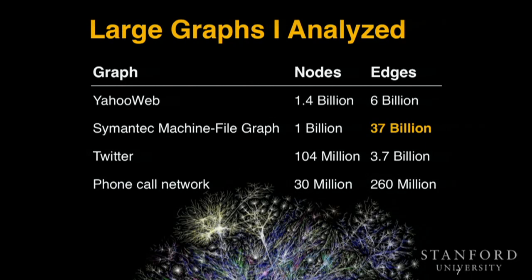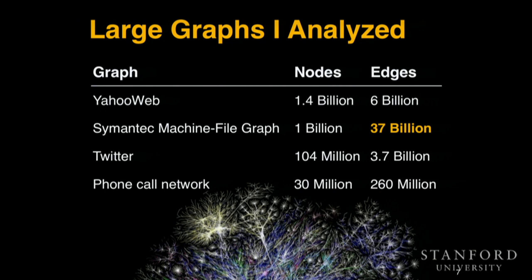So here are some example large graphs that I personally analyze. Notice that they are on the order of millions or billions of nodes and edges at least. The largest one is the second one. The first one is what we call the Yahoo web graph. It's a snapshot of the web, where each node is a web page and a link is a web link. It's a little bit old, probably around 2002, so you only have 1.4 billion nodes or web pages and 6 billion edges.